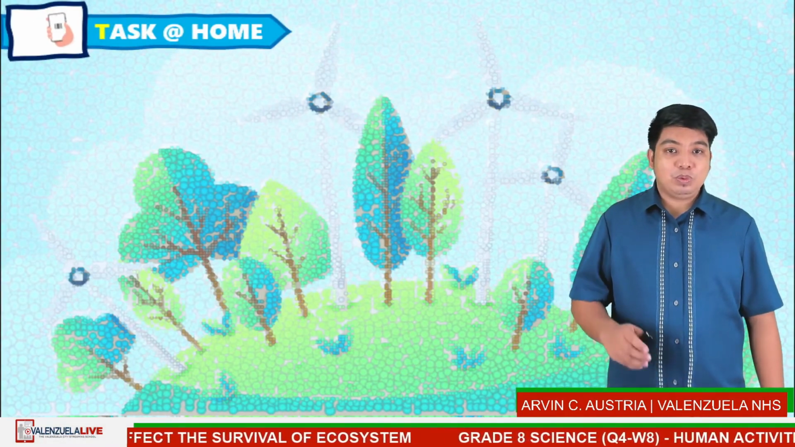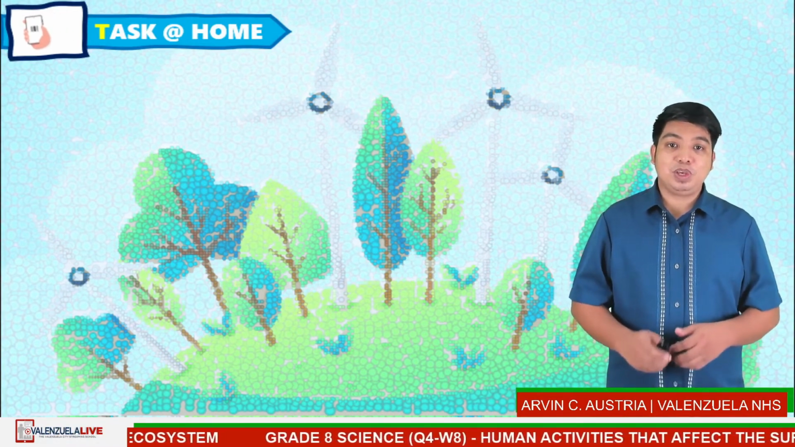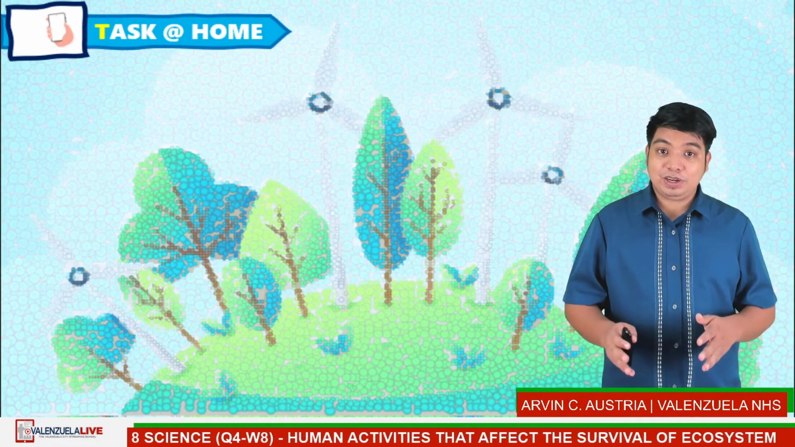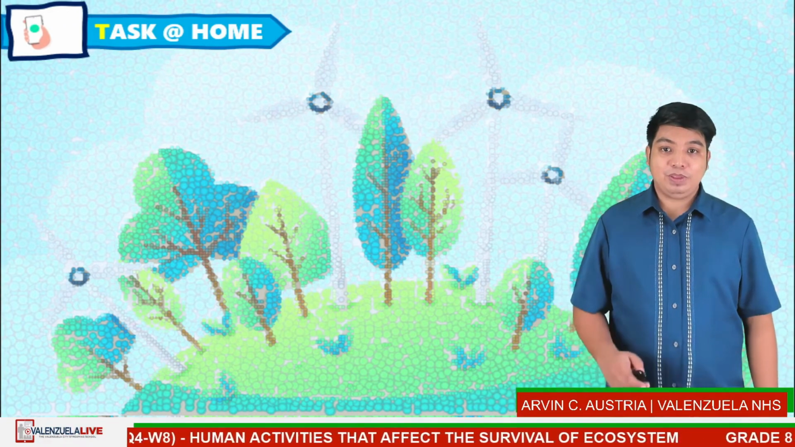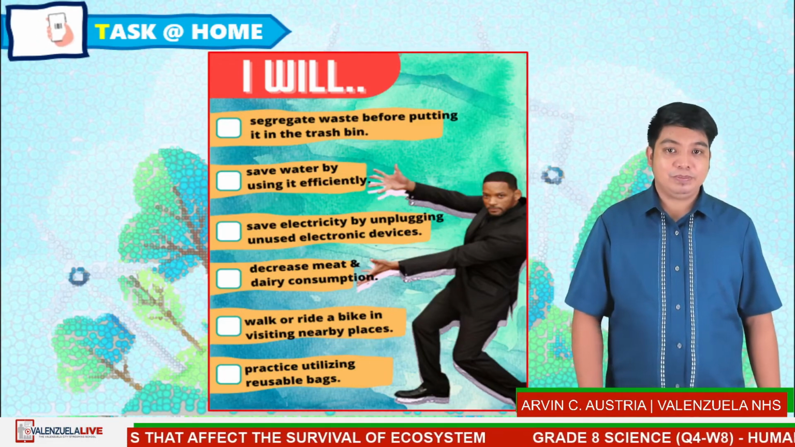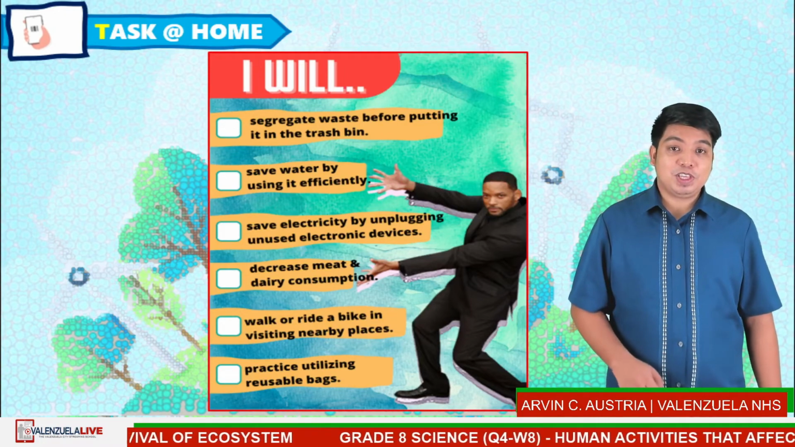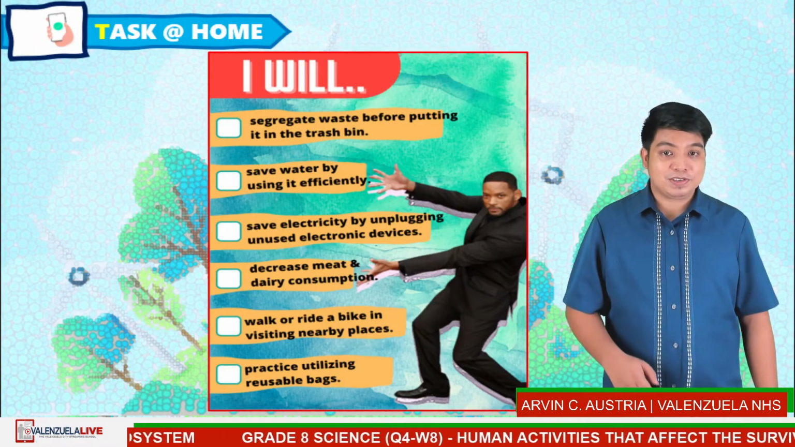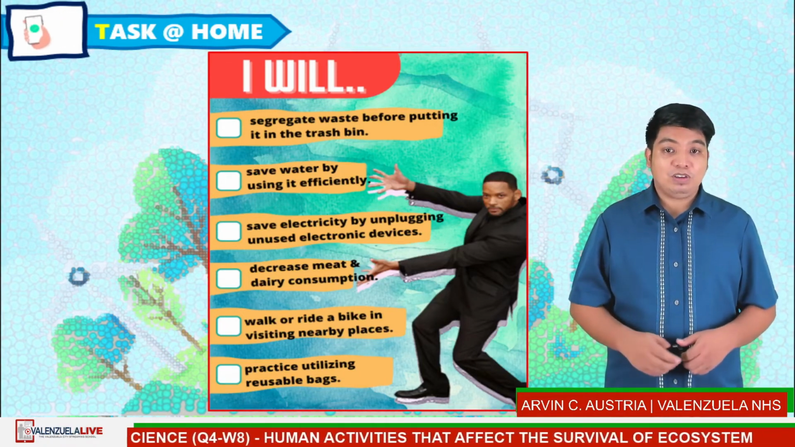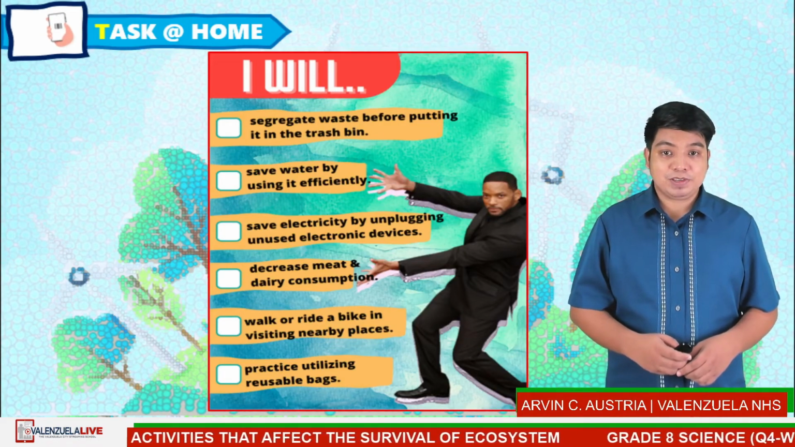I know that we wanted to save our only planet from destruction. Here are some of the things that you can do to save the planet. They might be small acts, but if joined together, it will make a tremendous impact. You can segregate waste before putting it in the trash bin. Save water by using it efficiently. Save electricity by unplugging unused electronic devices. Decrease meat and dairy consumption because it leaves a lot of carbon footprint. Walk or ride a bike in visiting nearby places.